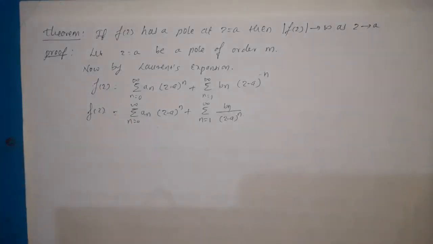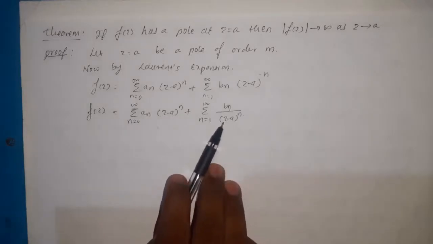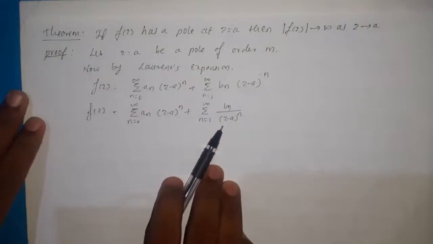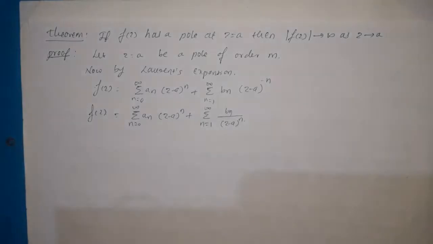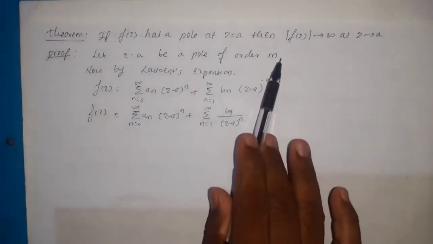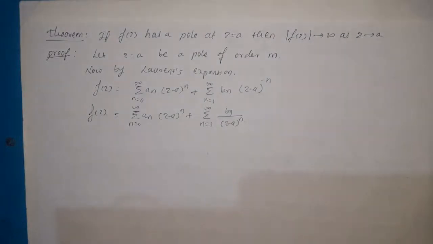So here it is given that z = a is a pole of order m. By the definition of pole, the principal part of the Laurent expansion should have a finite number of terms. So z = a being a pole of order m means this principal part has m terms. The order of a pole gives the number of terms in the principal part.